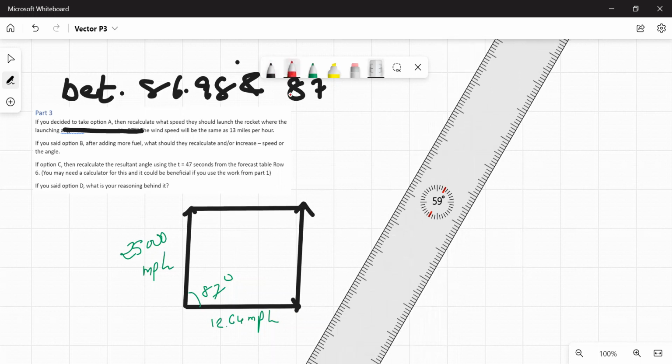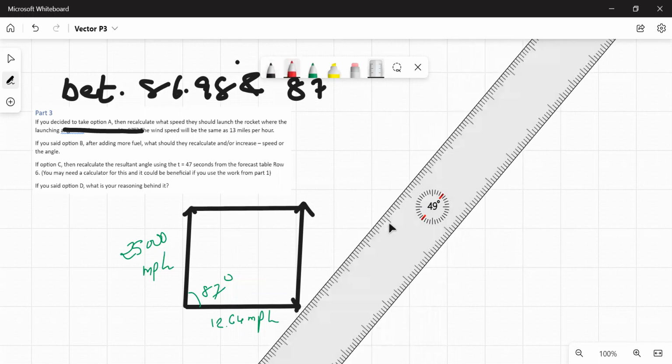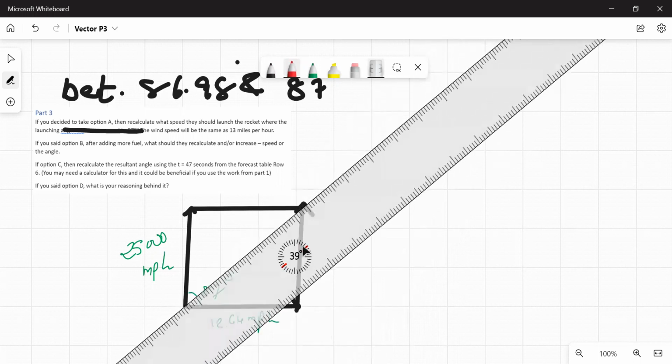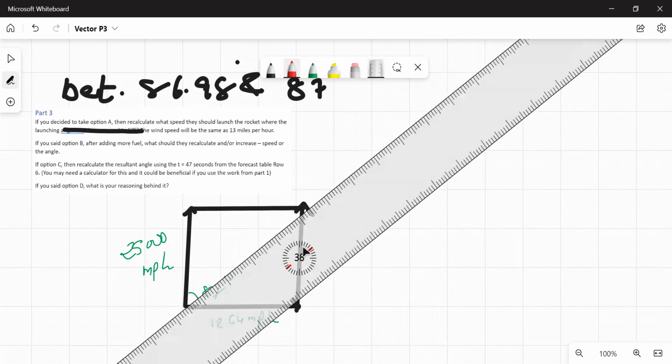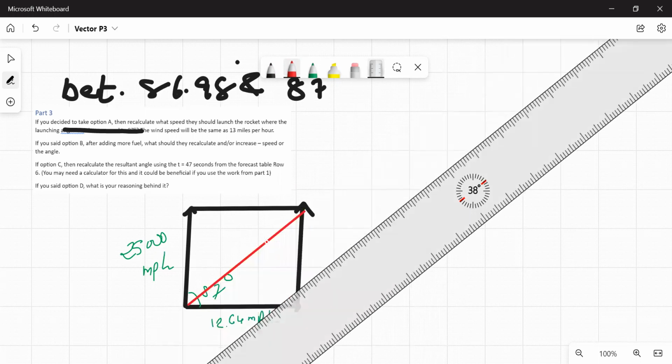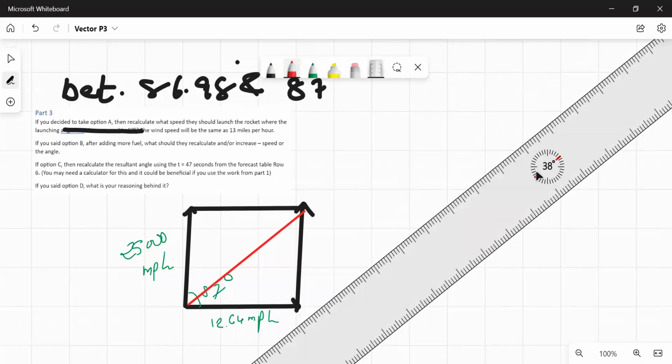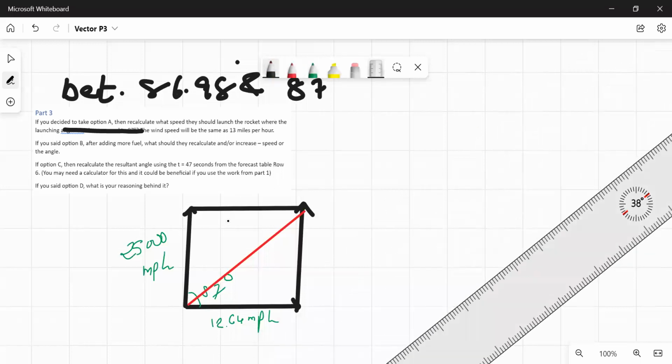So this will help us to find out our resultant vector, aka, I'll say for this case, it would be resultant speed and your resultant angle. So this red line here is your resultant angle. I mean vector, I'll say for now. Then you have this becomes 12.64.